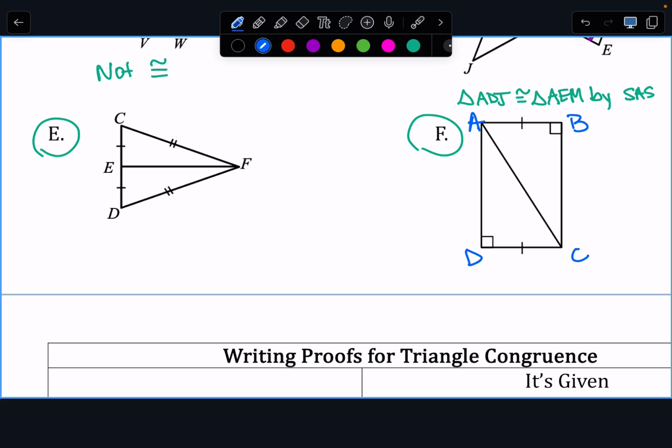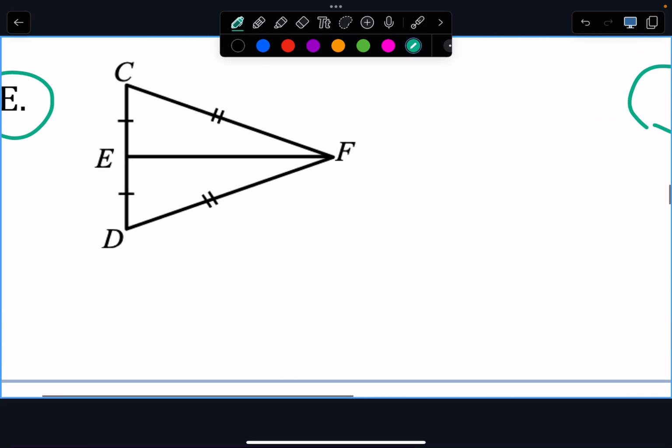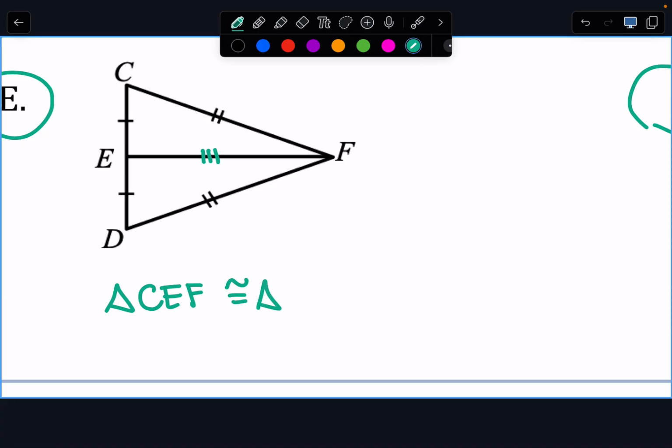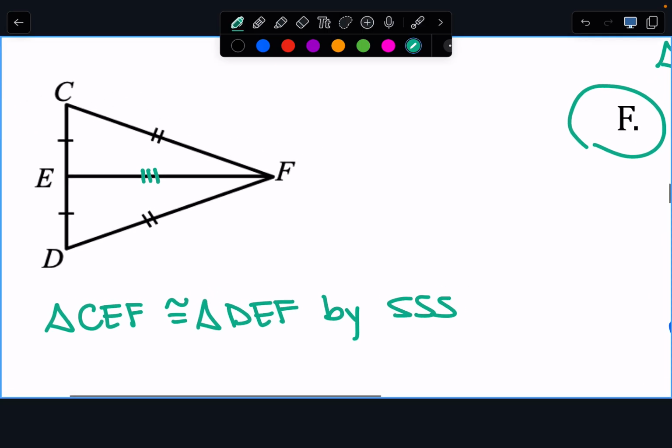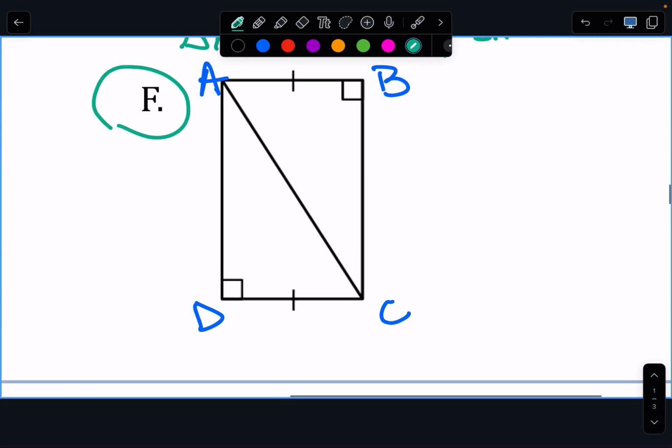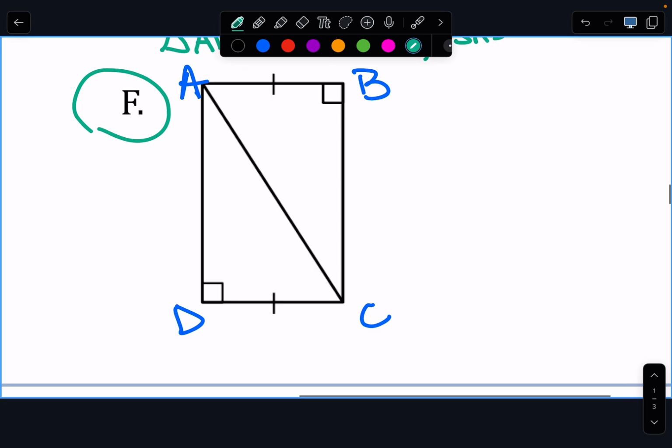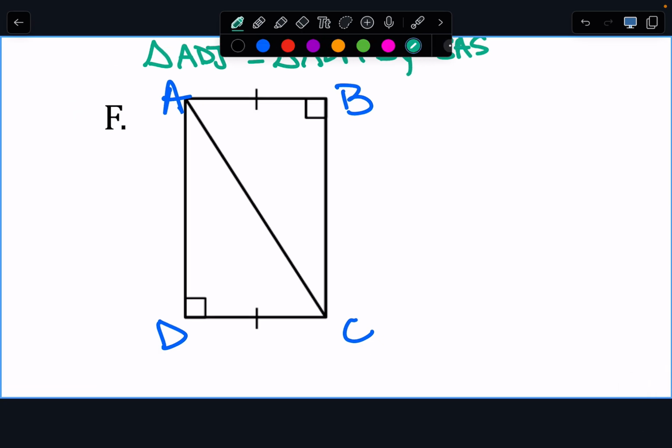Are the two triangles in E congruent? Okay, EF is congruent to itself. So we can say that triangle CEF is congruent to triangle DEF by SSS, side, side, side. Okay. Now, I forgot that I didn't label. Will you label F like this, A, B, C, D? Okay.